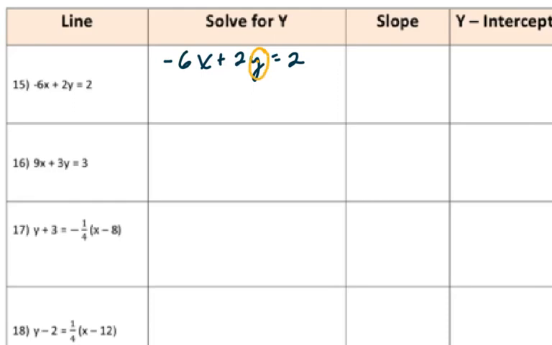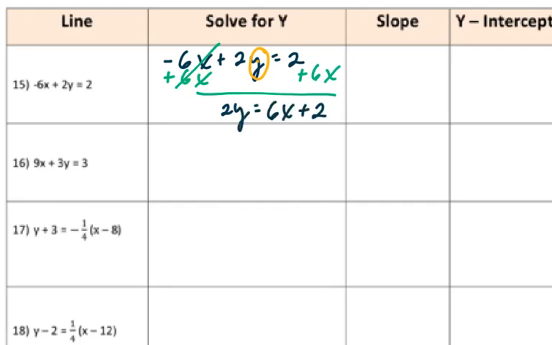To get y by itself, you always move your x first. They're an x for a reason, get rid of them, plus 6x. That leaves you with 2y equals 6x plus 2. Can't combine those, they're not like terms. Last step is always divide, so I divide every single thing by 2.